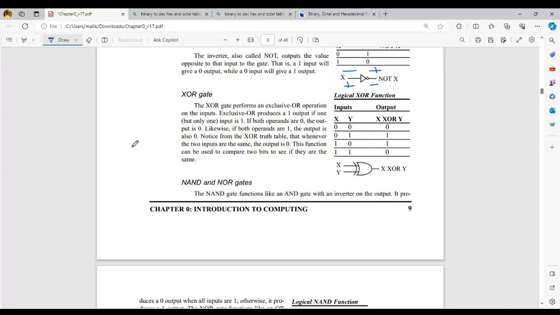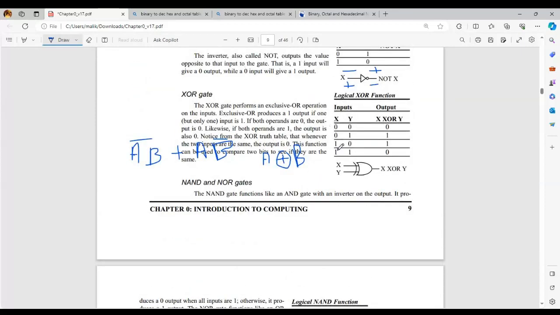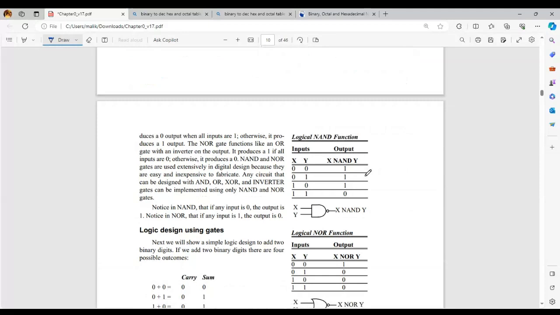And for the XOR function, it is basically equivalent to a bar b plus a b bar. It is also written as a XOR b. When both of the inputs are different, its output is 1, and when both inputs are the same, its output will be 0. And here is the NAND gate.